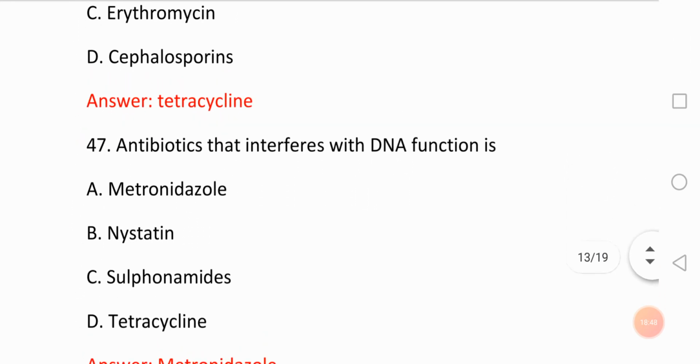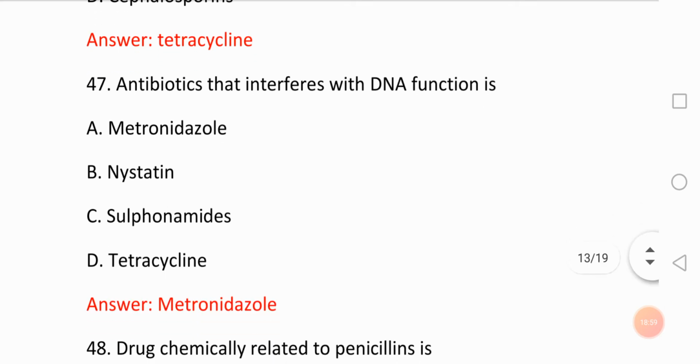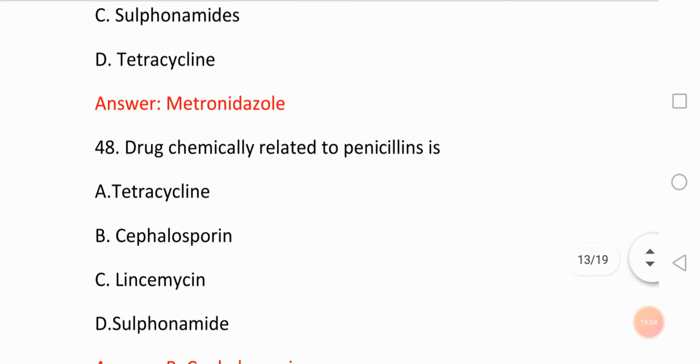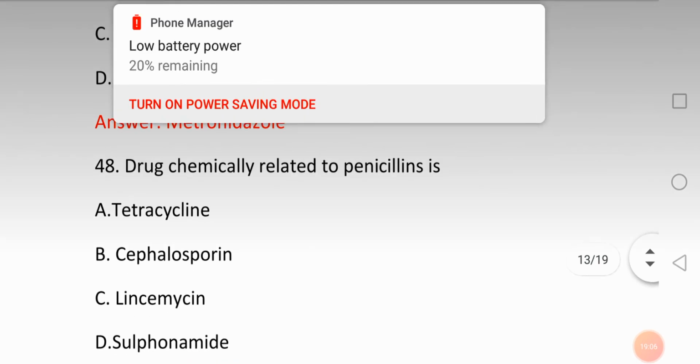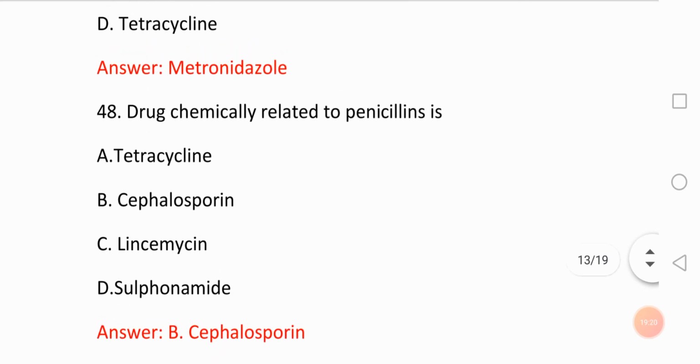47. Antibiotic that interferes with DNA function is A. metronidazole, B. nystatin, C. sulfonamide, and D. tetracycline. And the answer is A part, metronidazole. 48 question. The drug chemically related to penicillin is A. tetracycline, B. cephalosporin, C. lincomycin, D. sulfonamide. And the answer is cephalosporin.